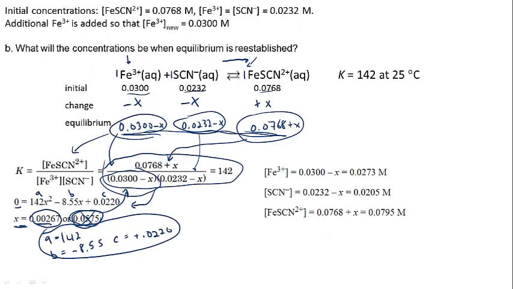And so what happens is the iron 3 plus is going to be 0.0300 minus X, so that's that amount. The iron thiocyanate is 0.0232 minus X, so that's that amount, just subtracting, because we know what X is, because X is equal to 0.00267. So that's what we're using for right there, and for all of these. And then when you add that value to the amount of iron thiocyanate there originally, you come up with that. So these are our equilibrium concentrations, which is what we were looking for.